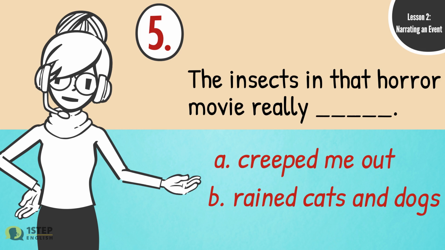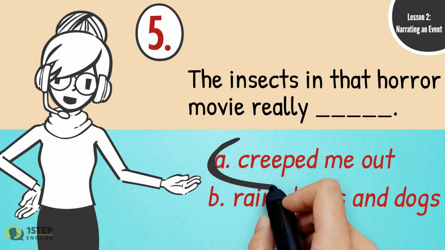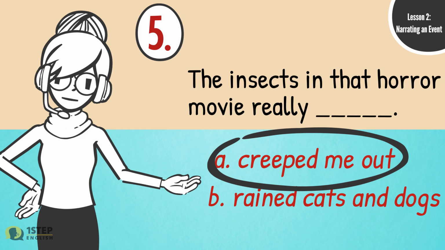5. The insects in that horror movie really blank. A. Creeped me out. B. Rain cats and dogs. The correct answer is letter A. Creeped me out. The insects in that horror movie really creeped me out.